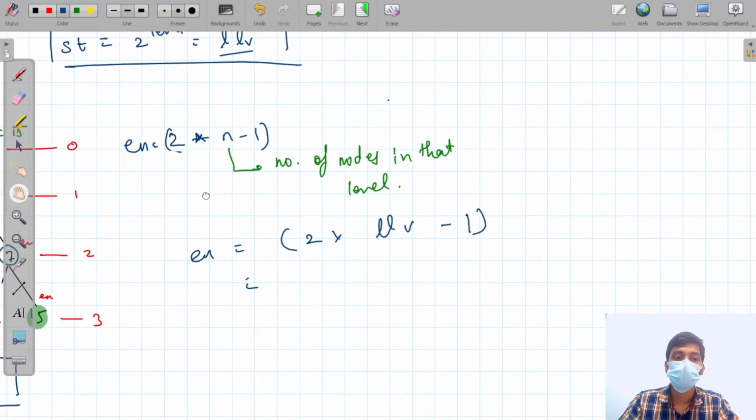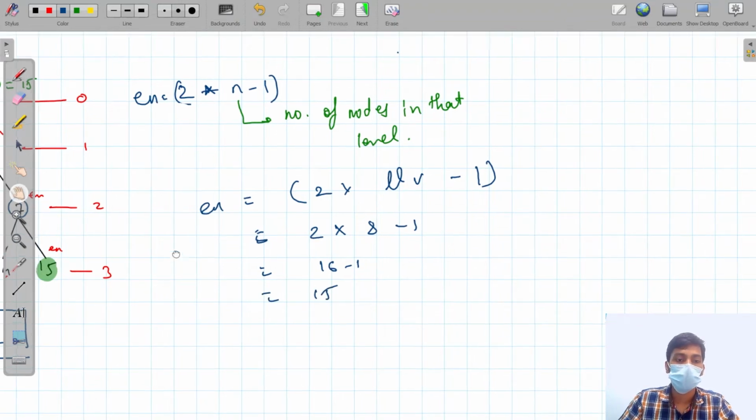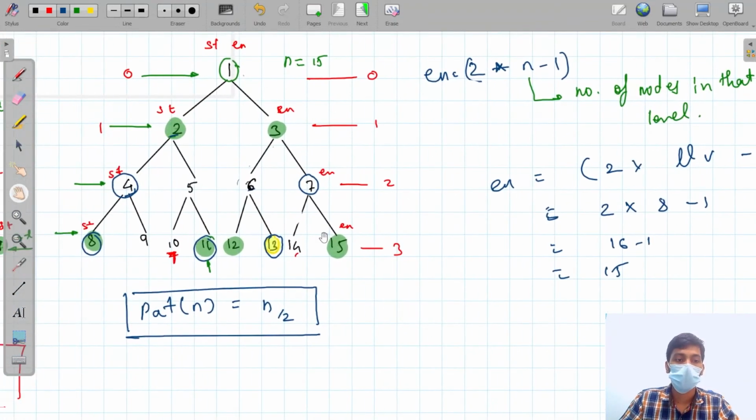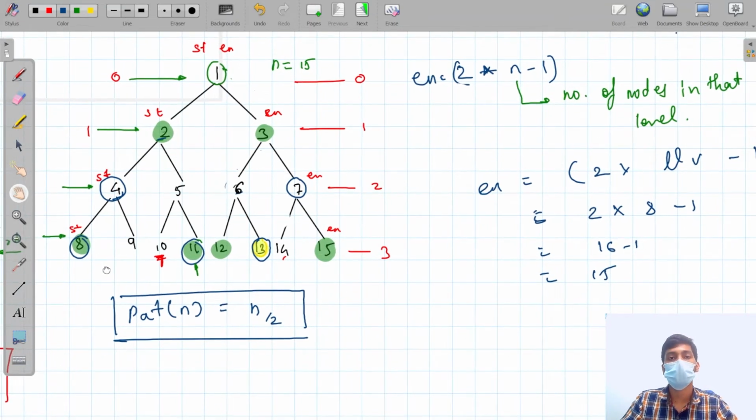There is nothing but a simple formula derivation, and I guess that you will be able to derive this on your own. So here it is nothing but 2 into last level, 8, minus 1, that is 16 minus 1, which is 15. So here the ending point is going to be 15. For this 9, 10, 11, 12, 13, 14, 15, the ending point is 15 and the starting point is going to be 8.